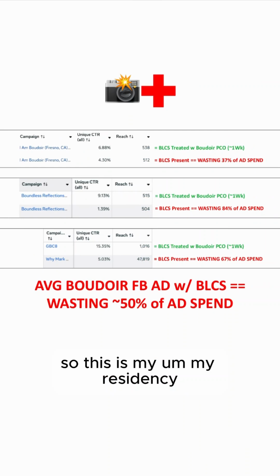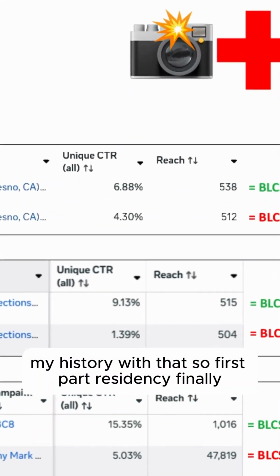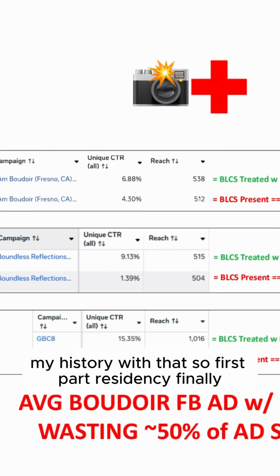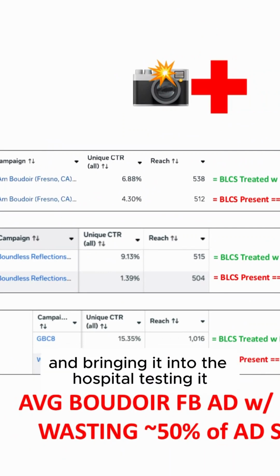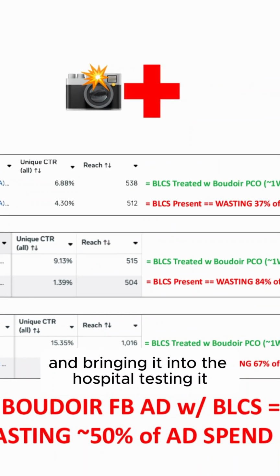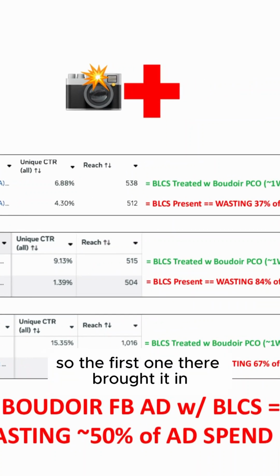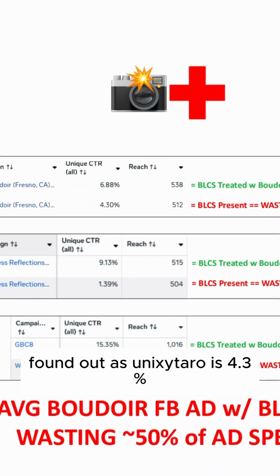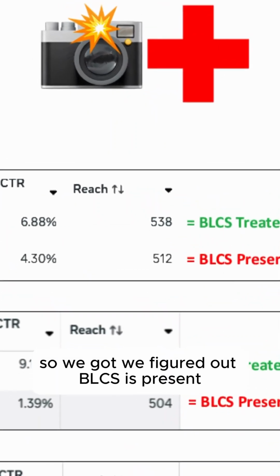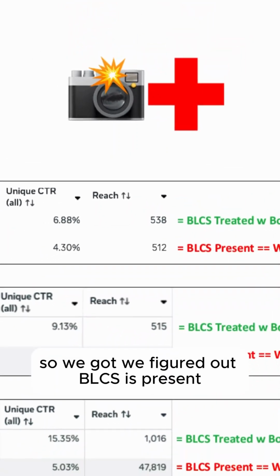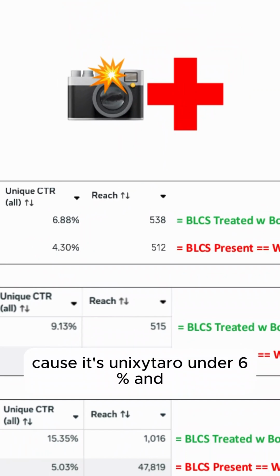So this is my residency, my history with that. So first part of my residency, finding a Boudoir Facebook ad out there and bringing it into the hospital, testing it. So the first one there, brought it in, found out its unique CTR all is 4.3%. So we figured out BLCS is present because its unique CTR all is under 6%.